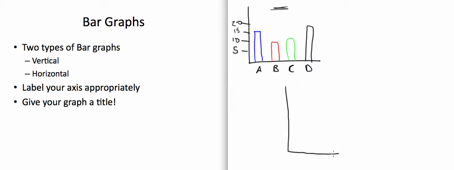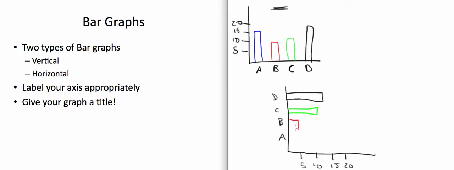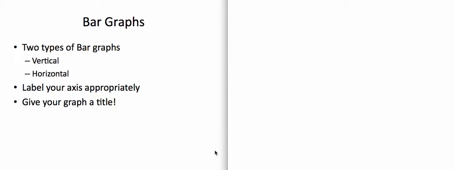Horizontal bar graphs would have A, B, C, and D, the labels there, numbers down on the bottom, and then your graphs would come out horizontally this way. Okay, and you can shade in things as well if you would like. That is up to you on those, and then your title would go up near the top as well there. All right, so that's bar graphs.